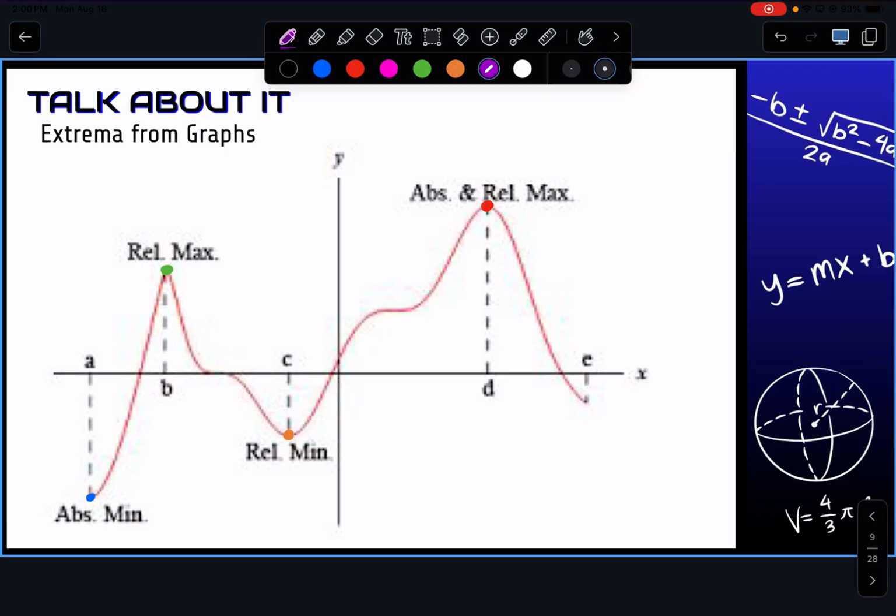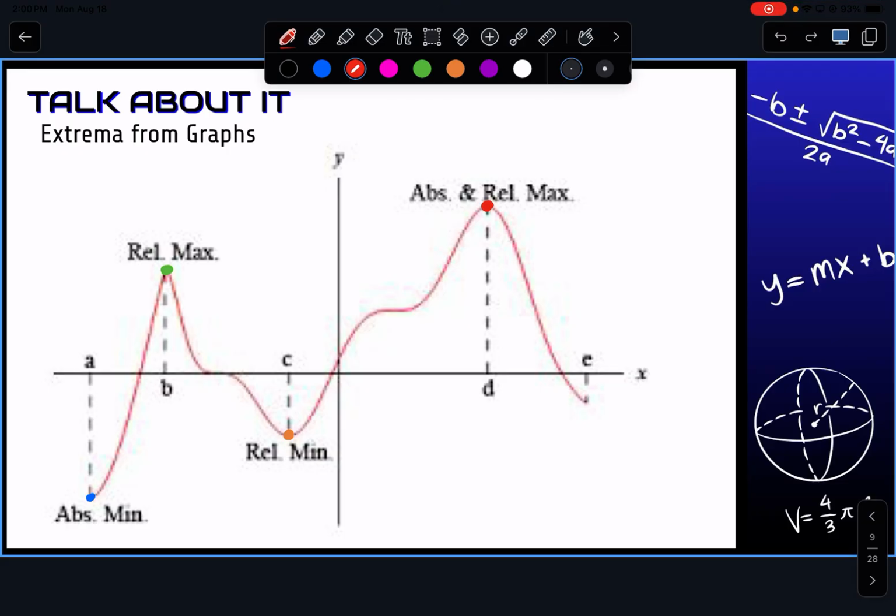It is the absolute minimum. It is not a relative minimum because it doesn't change direction. If it were to change direction, then it would be a relative minimum. For example, if it looked like this, and we had that line there as well, then it would be an absolute and a relative. But because we don't have that, it's just an absolute minimum.